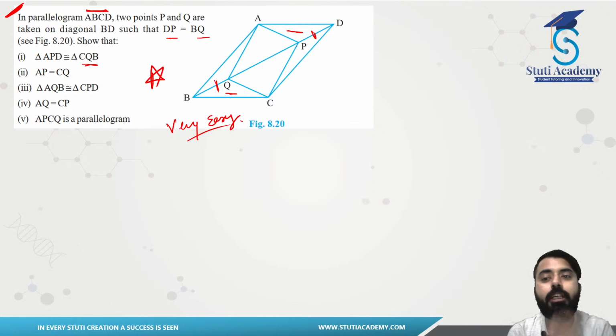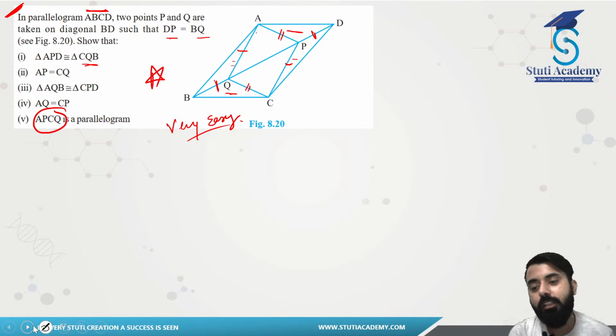Then we have to make sure that AP is equal to CQ. That means this side is equal to that one. Then we have to make sure that triangle AQB is congruent to triangle CPD. That means these two have to be congruent as well. Then we have to make sure that AQ is equal to CP. So ultimately we have to prove these two equal as well. And lastly, we have to make sure that APCQ is a parallelogram.